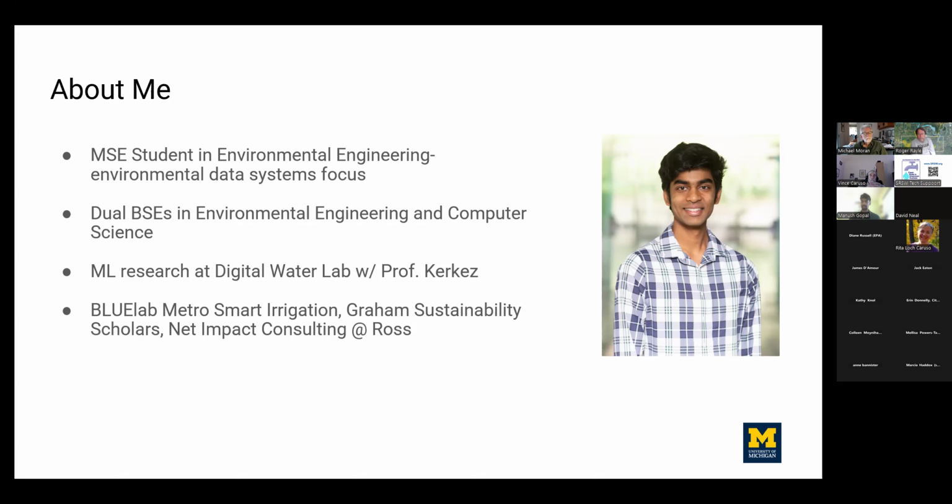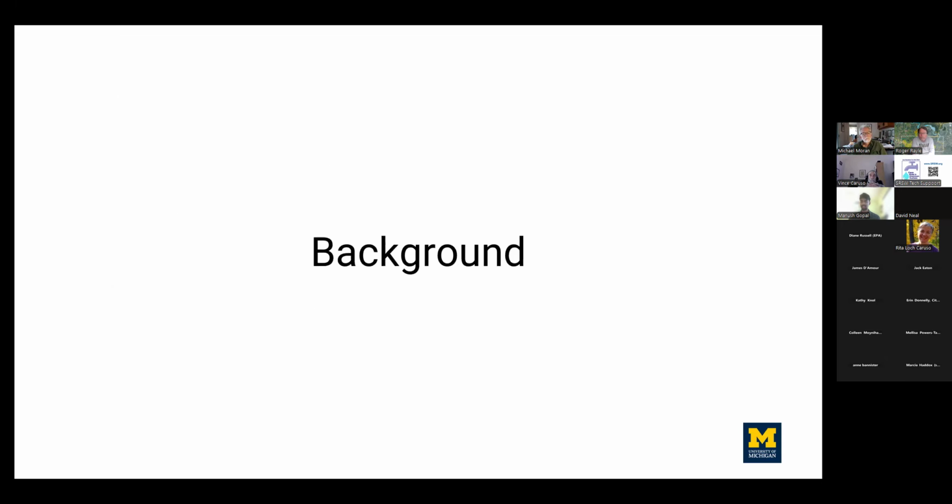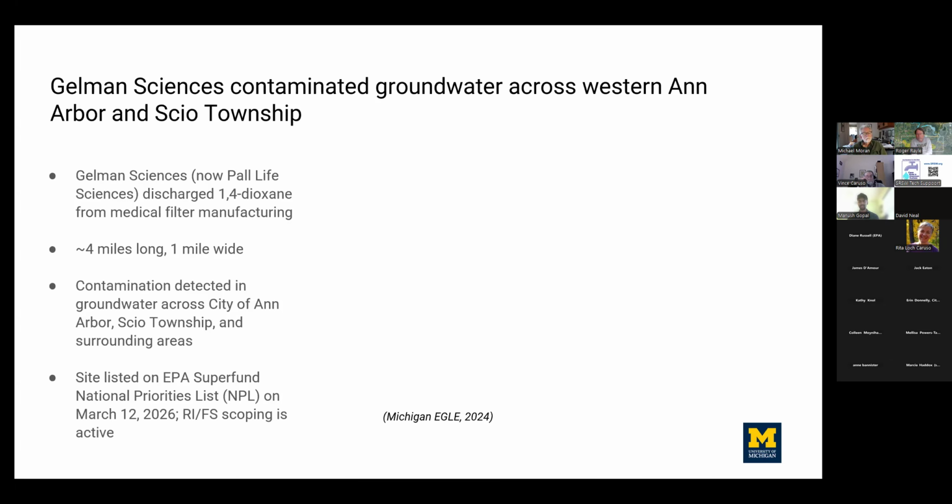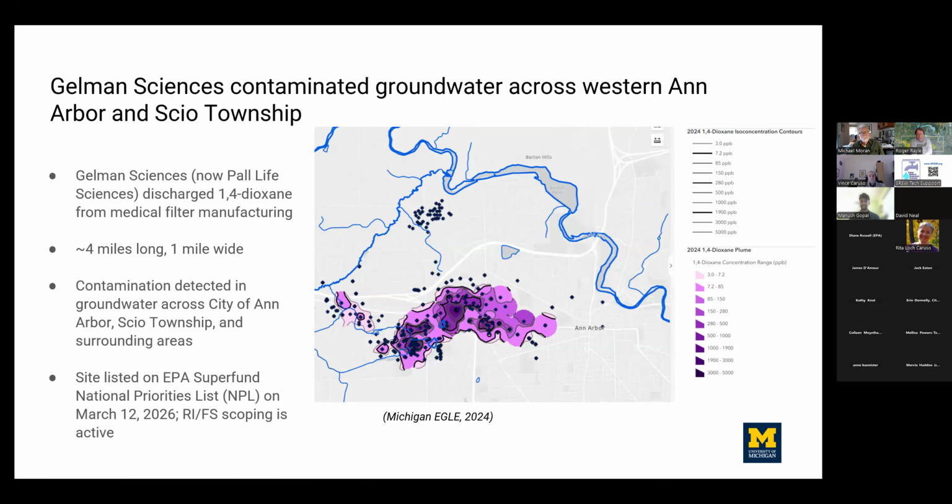And of course, studying in Ann Arbor, hearing about the Gelman plume in my environmental engineering classes, I kind of wanted to start this project. So I'll provide a little background. I'm not sure how new this is to everyone, but Gelman Sciences discharged 1,4-dioxane, creating a plume that is 4 miles long and 1 mile wide. This is the background for the project, something that I learned about in my schooling there. And the biggest thing, of course, is thanks to the EPA folks for being here. On March 12th, it was made an NPL site. So I would love to learn a bit more about what that means as well.